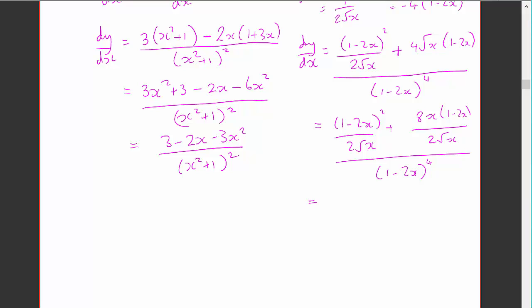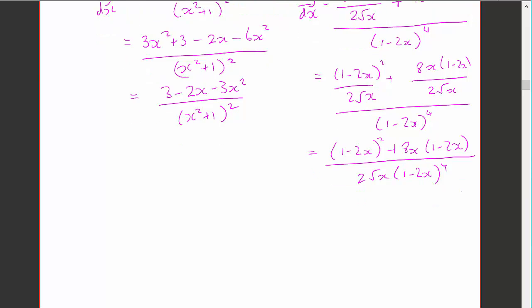And then what we can do is this 2 root x that's in this denominator, now it's the same there, we can just slide it right onto the bottom. So we've got (1 minus 2x) squared plus 8x(1 minus 2x), all over 2 root x (1 minus 2x) to the power 4.